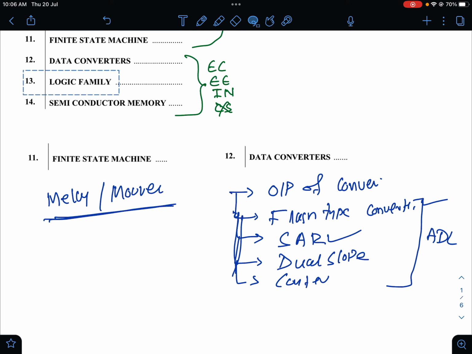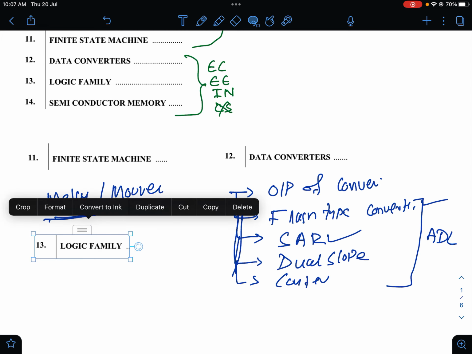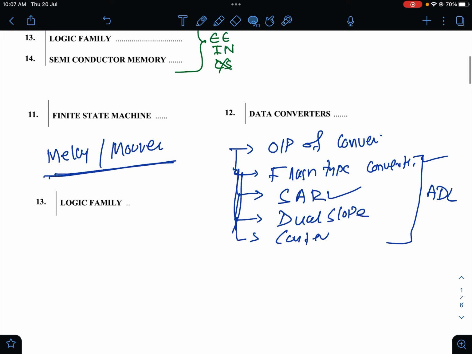And next, from the logic family, students. Logic family had good weightage in the old days, before 2016 when the syllabus was revised. After that, they removed a significant part of this topic. So now we have only CMOS, and its weightage is pretty good, students. Almost every year or every alternate year, you get one question from CMOS.